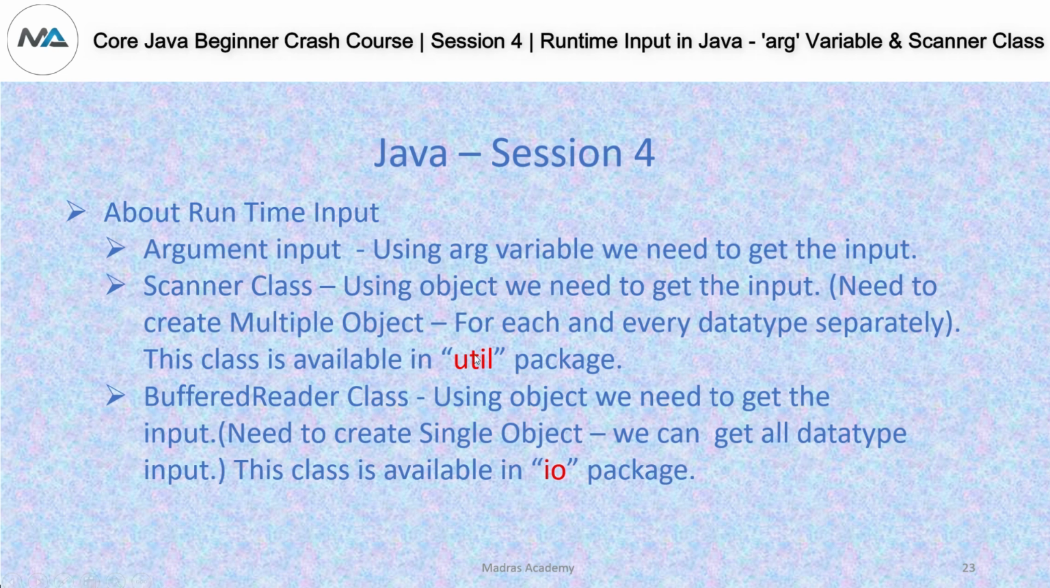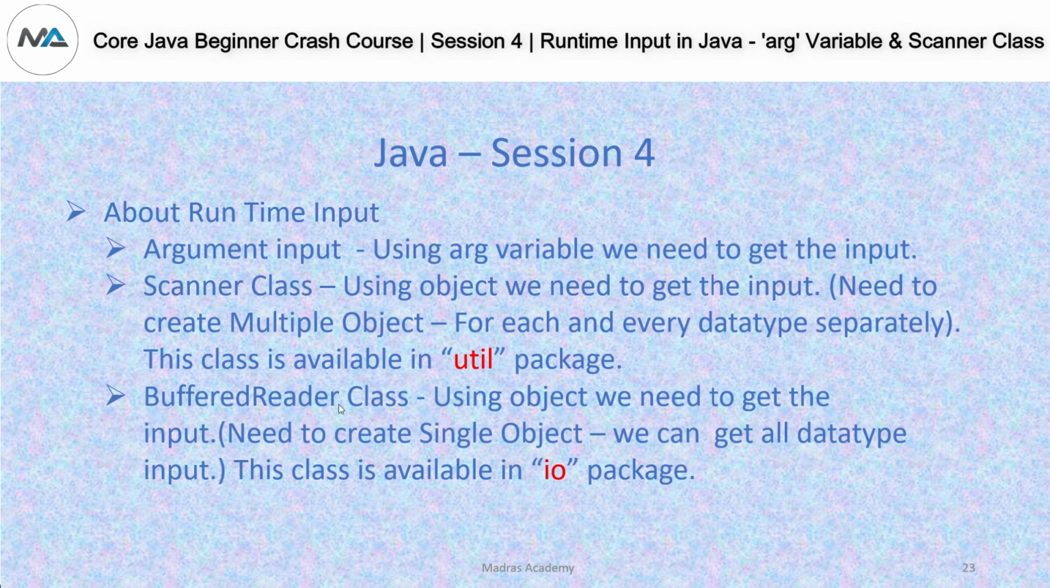That means the object is considered as a unique value. If I use a float input and after that use the same object for integer or string, it won't accept and will display an error message. So each and every time we need to declare a separate object using Scanner. The Scanner class is available in the util package. We have to import the util package, then only we can access the Scanner class. How to import the util package, we'll see here.